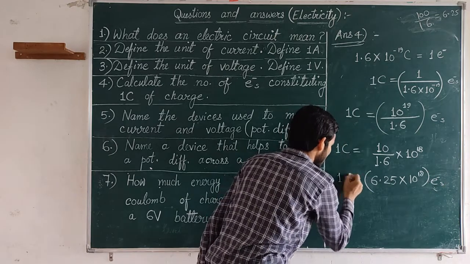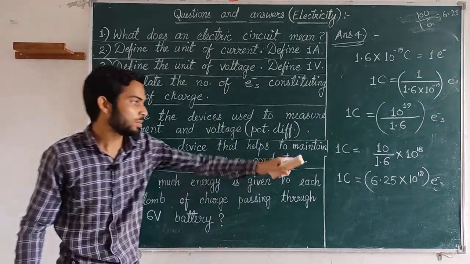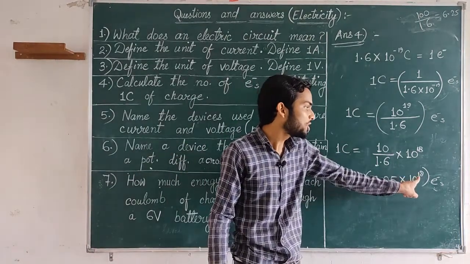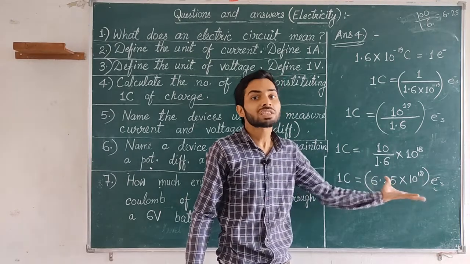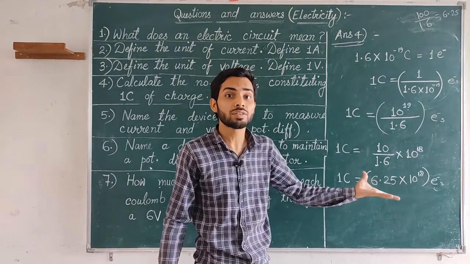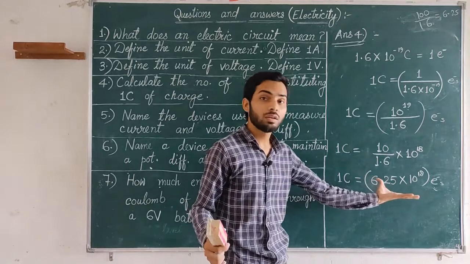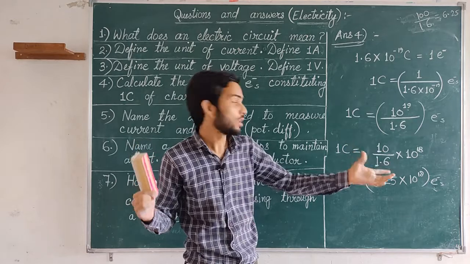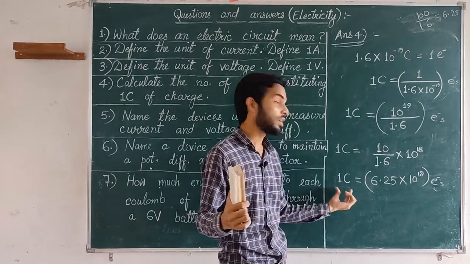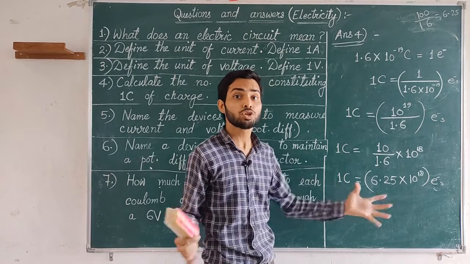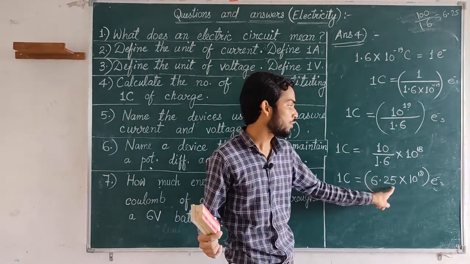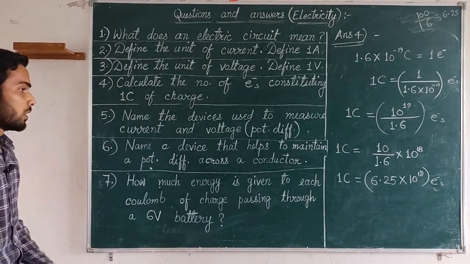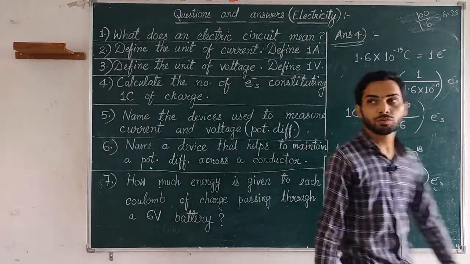electrons. So how many electrons are there in 1 coulomb of charge? There are 6.25 into 10 to power 18 electrons. So many electrons are there. As you can clearly guess, it is a very difficult task for us to count these electrons in 1 coulomb of charge. In 1 coulomb of charge there are so many electrons, 6.25 into 10 to power 18 electrons. This is our answer. Now we are moving towards question number 5.